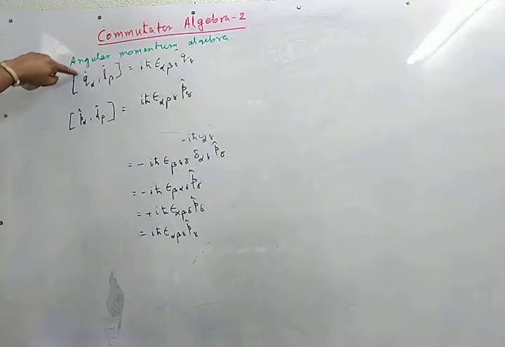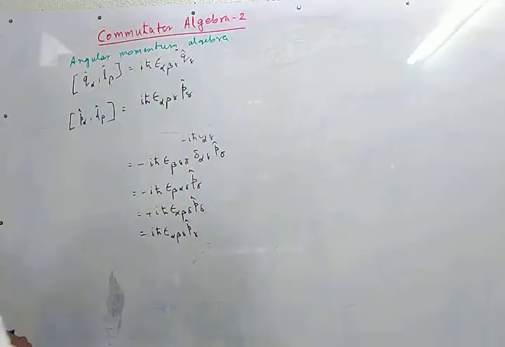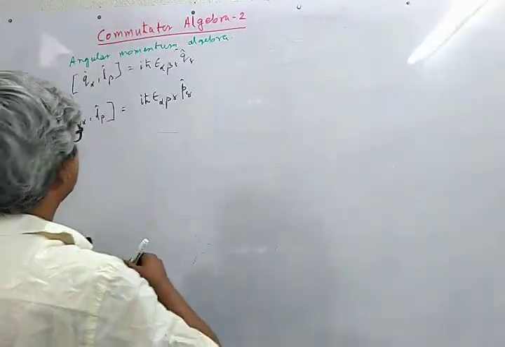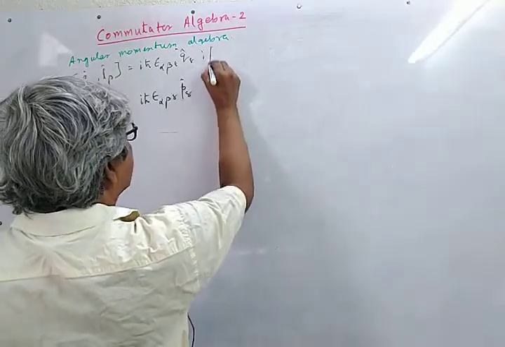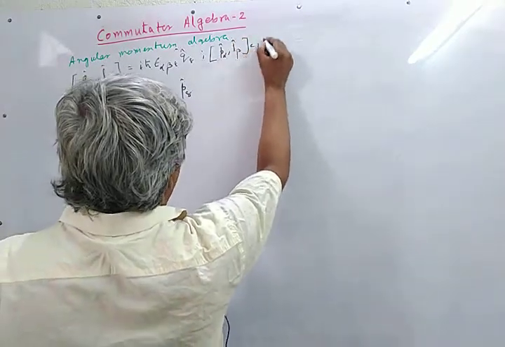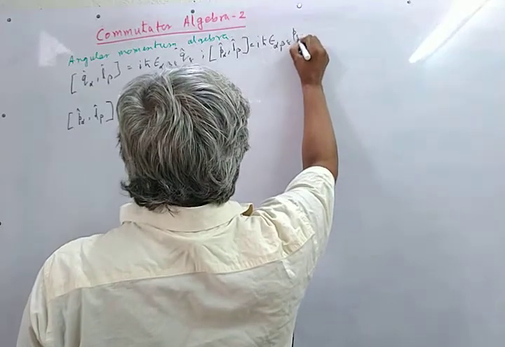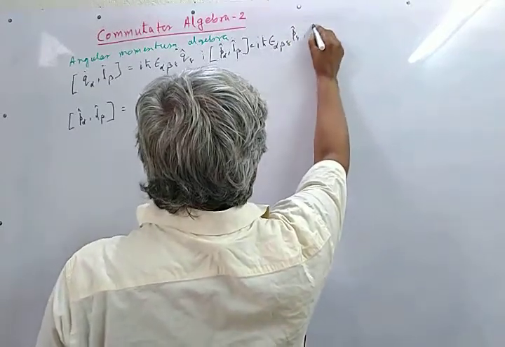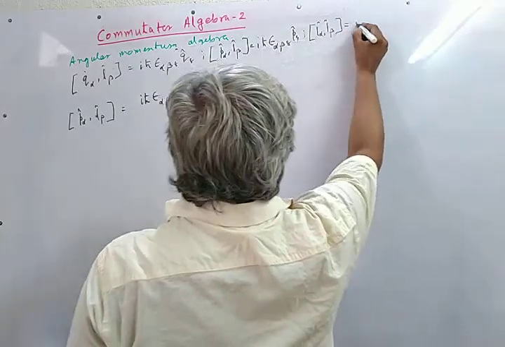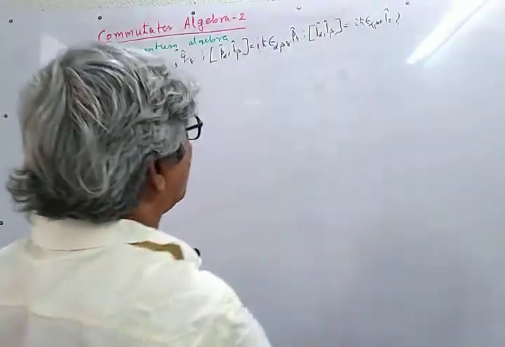So if you take the commutator with Q, then Q appears. If you take the commutator with P, P appears. If we carry on this symmetry, we may expect that, to save space, let me write it over here: P alpha L beta is equal to i h cross epsilon alpha beta gamma P gamma. Continuing this, we may expect L alpha L beta is equal to i h cross epsilon alpha beta gamma L gamma. Does this relation hold?